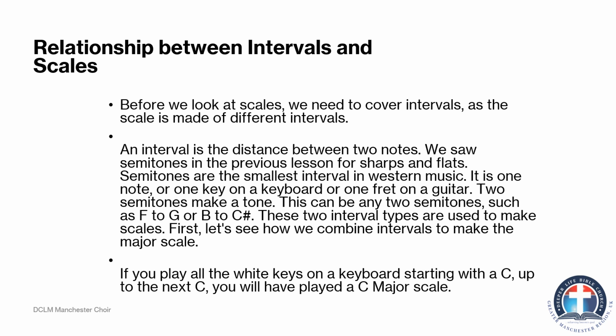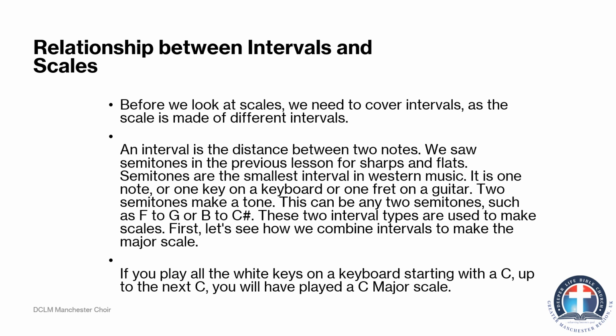2 semitones make a tone. These can be any semitones, such as F to G or B to C sharp. These 2 intervals are used to make scales. First, let's see how we combine intervals to make the scales. That's the major scale.